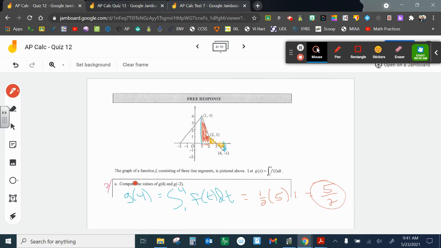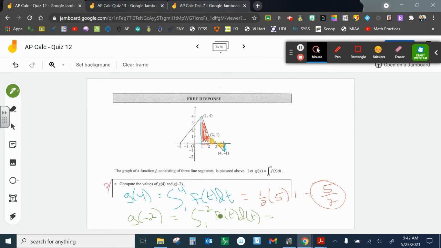And so that's g of 4. So that's 1 point. And now let's do the same thing for g of -2. All right. And now we look at it and we're like, hey, wait, I can't go from 1 to -2 of f(t) dt.